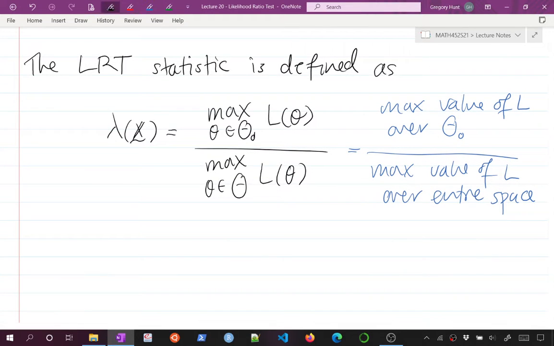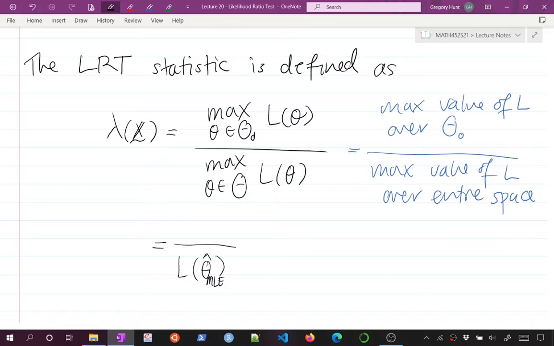So what is the maximum value that this thing will take on over the whole space? Let's talk about the denominator first. We could just represent that as L of theta hat MLE. The MLE, of course, is the argmax, the value of theta that maximizes this likelihood. If I plug that back in, that gives me the maximum value it attains. So the bottom you can think of as just L of theta hat MLE.